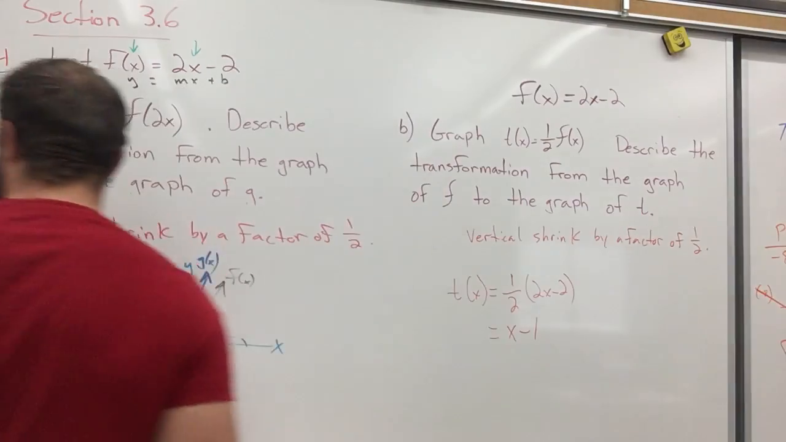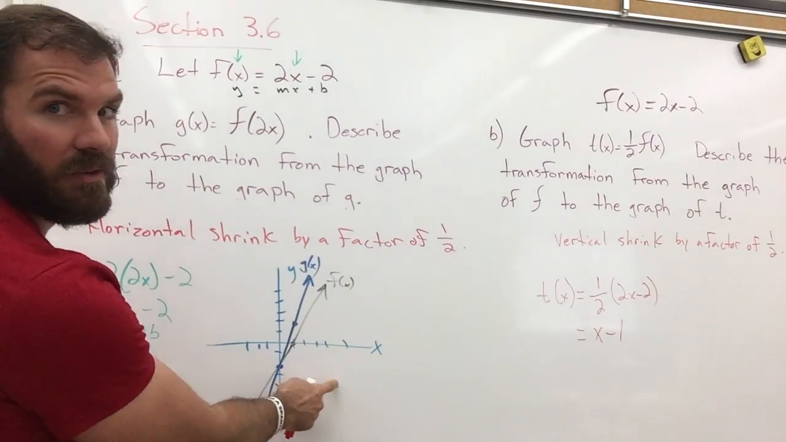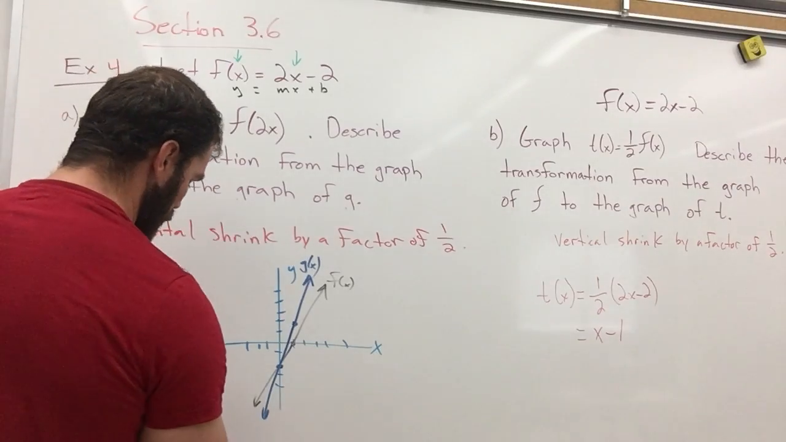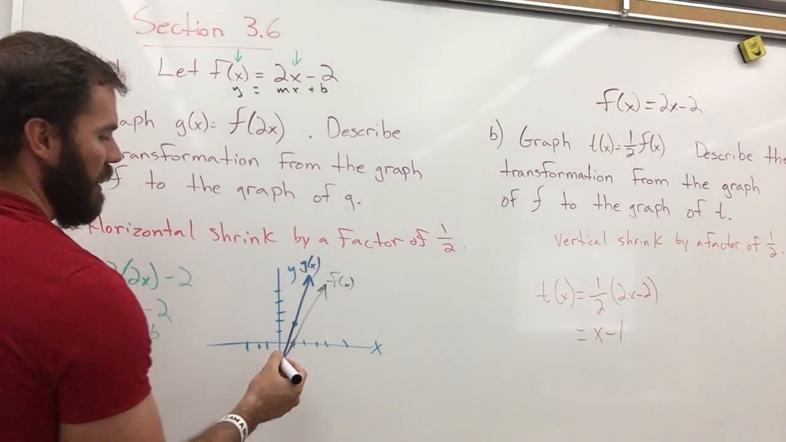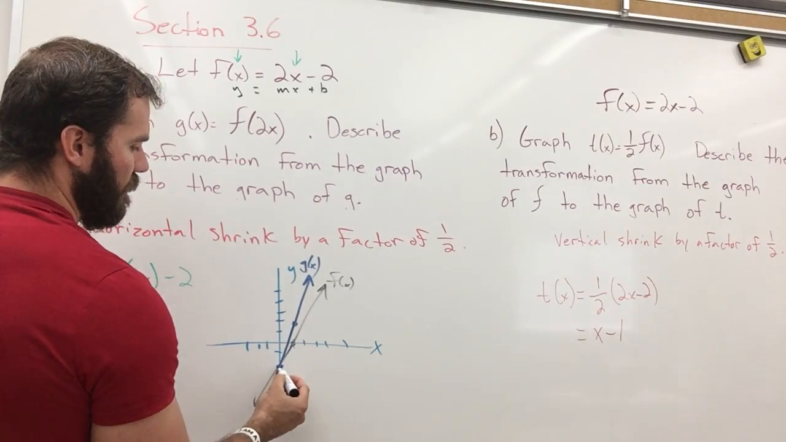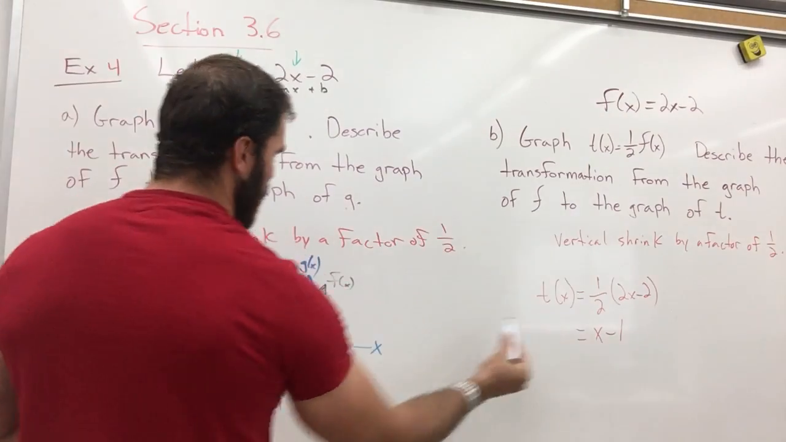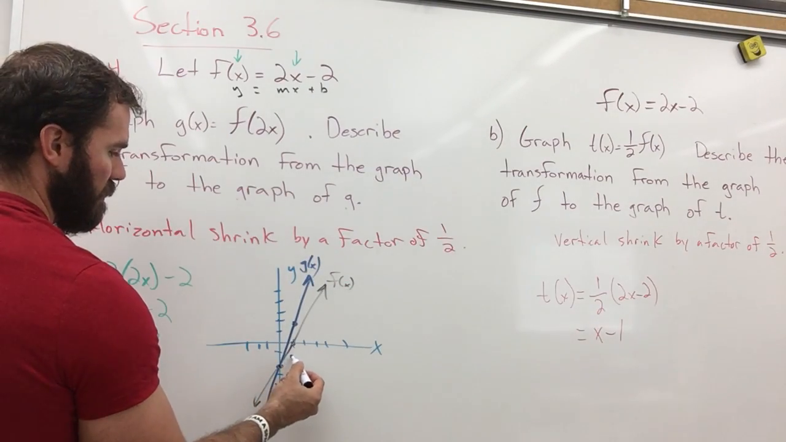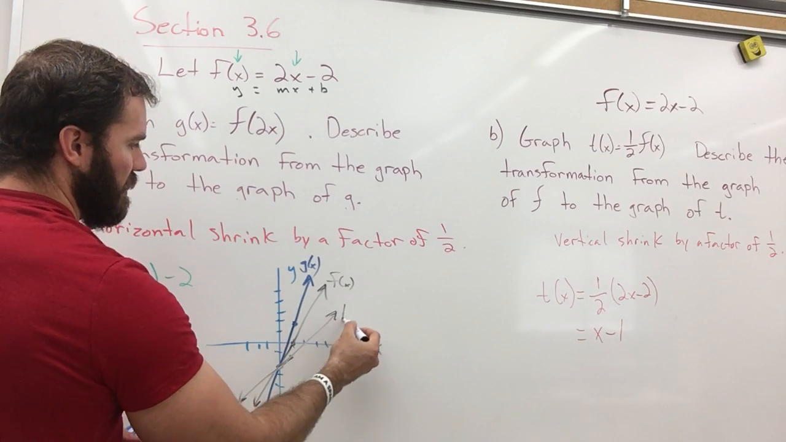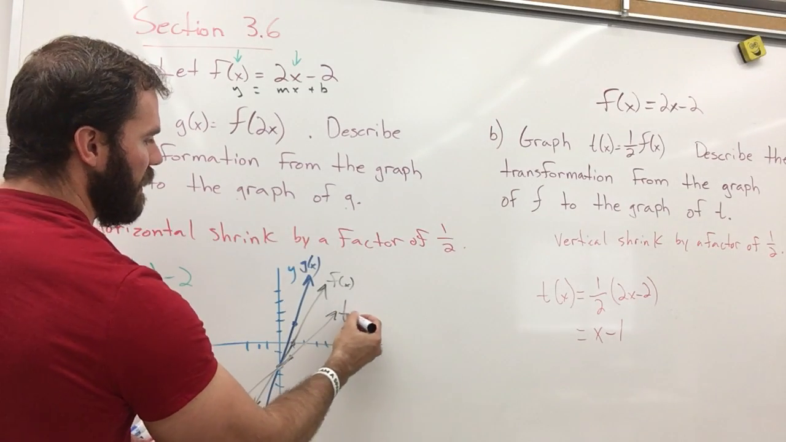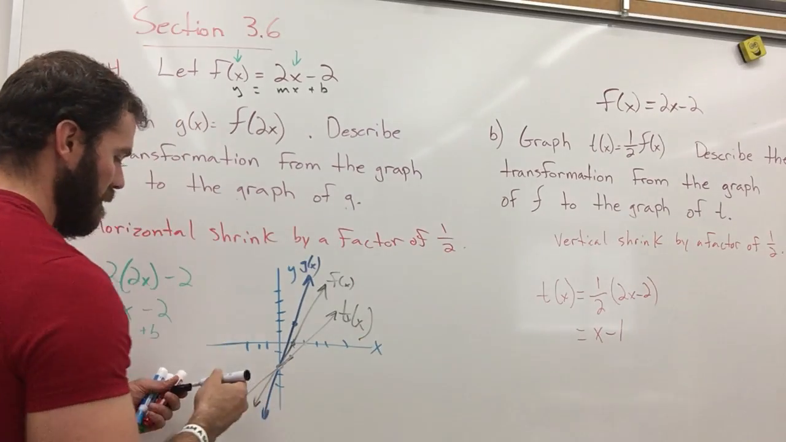And you know what? Let's just do it right here, actually. Let's just put it on this graph. Okay? I'll use the black. Y-intercept is -1. And the slope is 1 over 1. And that's t of x. There we go.